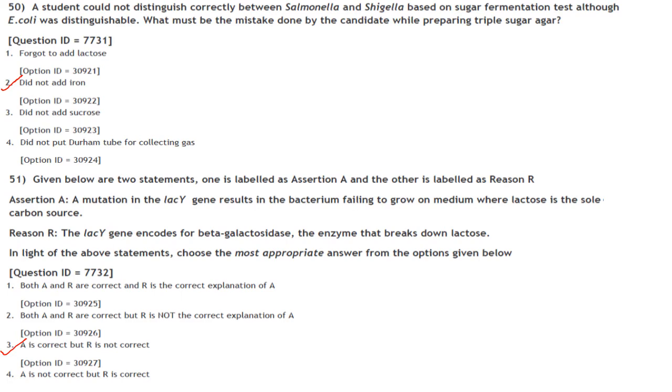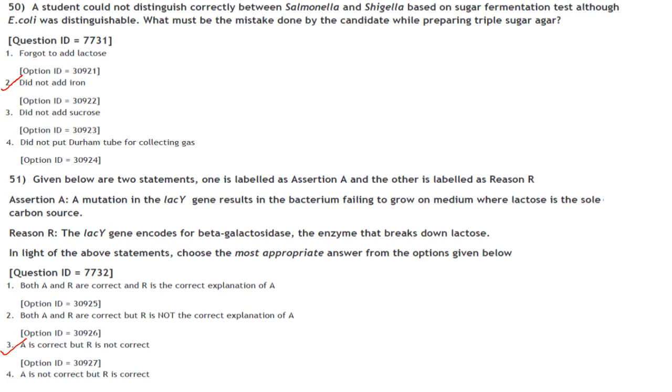So I told you that Salmonella gives red slant yellow butt. Similarly, Shigella also gives red slant and yellow butt. It indicates dextrose fermentation. So you cannot say that they forgot to add lactose or they did not add sucrose. And option 4 is not told in the experiment. So it is not the carbohydrate source that is absent. It is option D, that is they did not add iron.